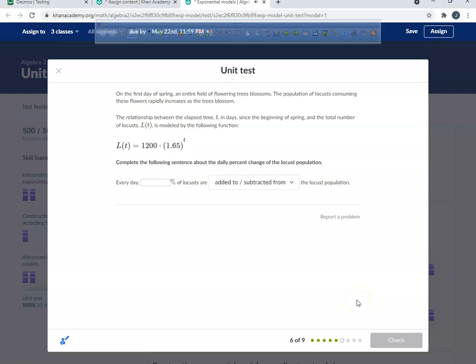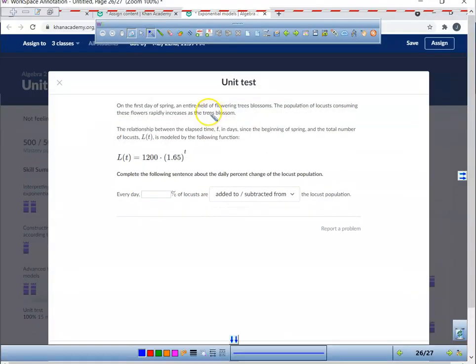Okay. Complete the following sentence about daily percentage of locust population. All right. On the first day of spring, an entire field of flowering trees blossom. The population of locusts consuming rapidly increases. So it looks like T is days. Sweet. There's T is days. And it says complete the following sentence about daily percentage. Oh, sweet. This is easy.